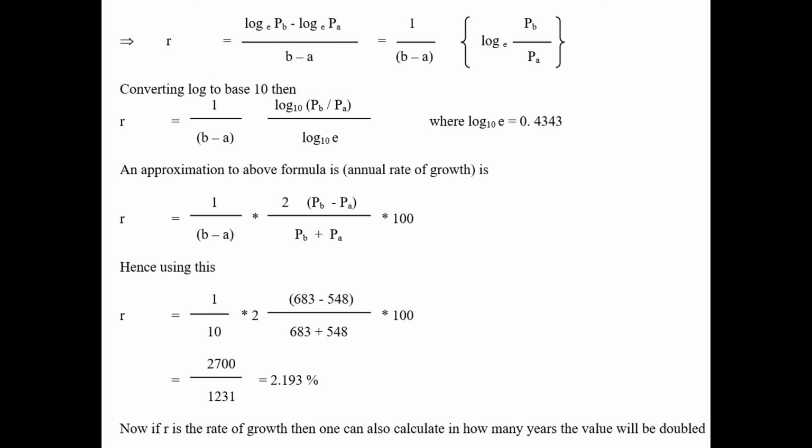Just see, the three formulas are giving different values. Arithmetical is different, geometric is different, and exponential is giving us 2.193%. Now that we know the rate of growth, we can easily calculate how many years we require to double our population. Whether our land allows, whether our resources allow, is a separate question. I am not going into that, I am only talking about the mathematical format. So that's how we can compare three different growth rates, and these are used in different situations.